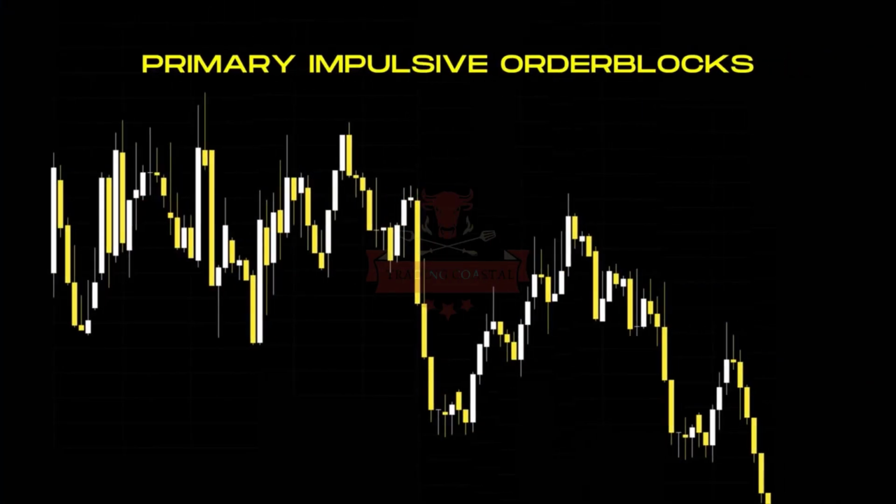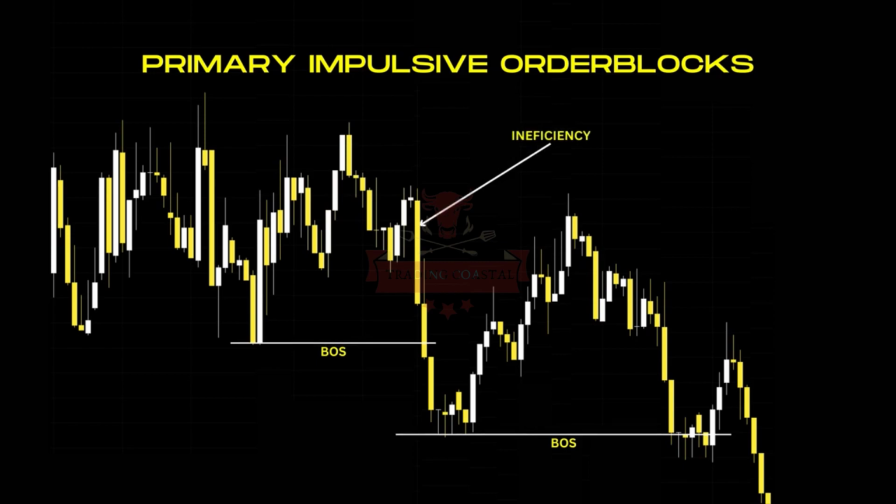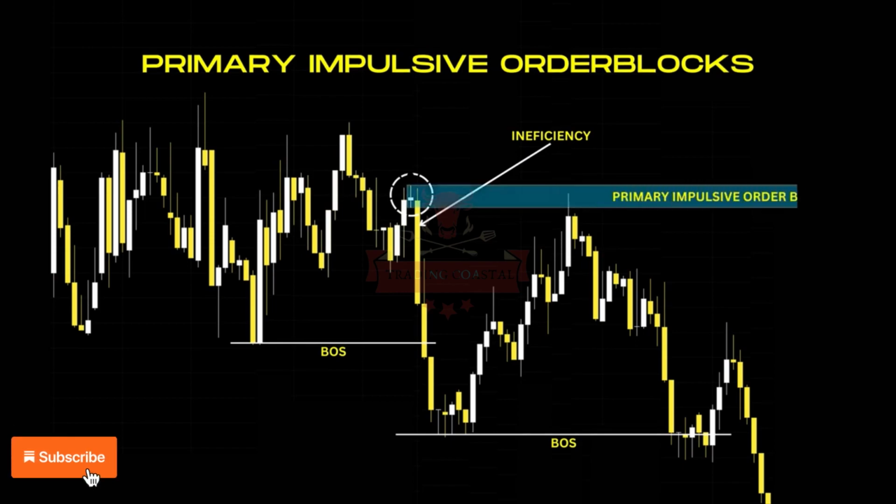In this chart, we have a downtrend where the price created a bearish break of structure by breaking below the previous lower low, leaving an inefficiency behind. To identify the most recent order block generated by the price, we can focus on the first weak bearish candle that formed before the significant downward movement. This candle represents the primary impulsive order block, indicating a potential reversal or change in the market direction. It is an area of interest where the price may reverse when it reaches that level, providing a high probability trading opportunity.